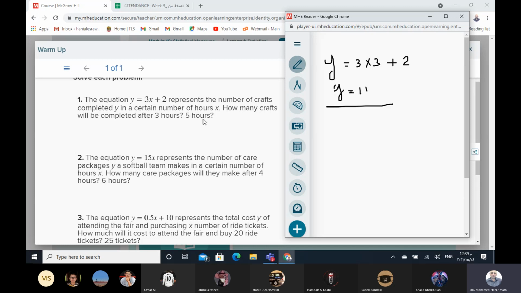And if we have 5 hours, we put the value of x as 5, so y equals 3 times 5 plus 2. So y equals 3 times 5, 15, plus 2 will be 17.